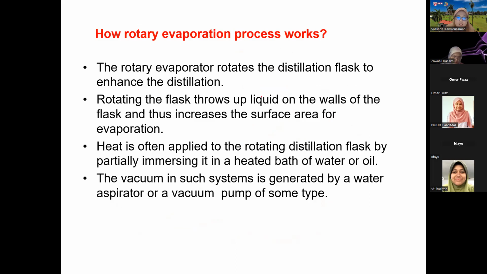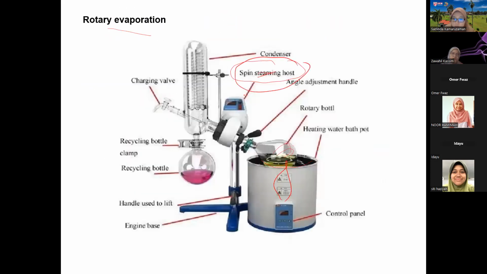Rotating the flask spreads liquid on the walls of the flask and thus increases the surface area of evaporation. It allows more liquid to vaporize and escape from the liquid surface, right? Heat is often applied to the rotating flask. Because we talk about distillation, we always introduce heat, and when dealing with a higher boiling point, vacuum is usually introduced into the system. With the rotary evaporator, it is not necessary to introduce vacuum, because we can adjust it based on this. This is the one that we can adjust.